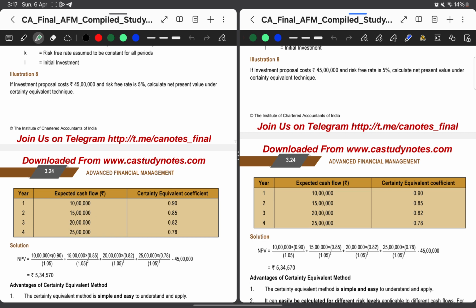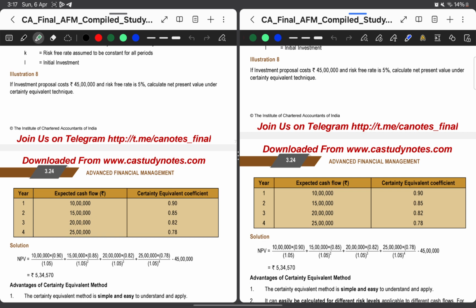So the requirement of the question is, if the investment proposal costs 45 lakhs and the risk-free rate is 5%, calculate the net present value under the certainty equivalent technique. So what is the certainty equivalent technique?